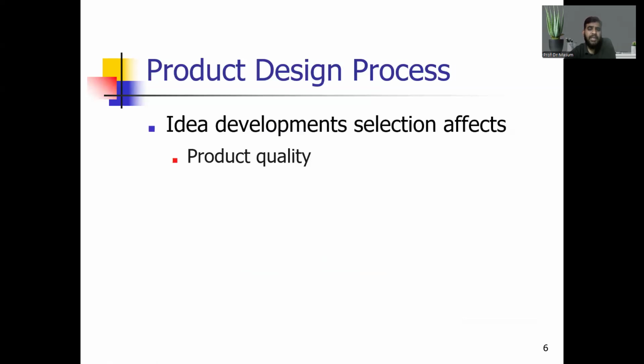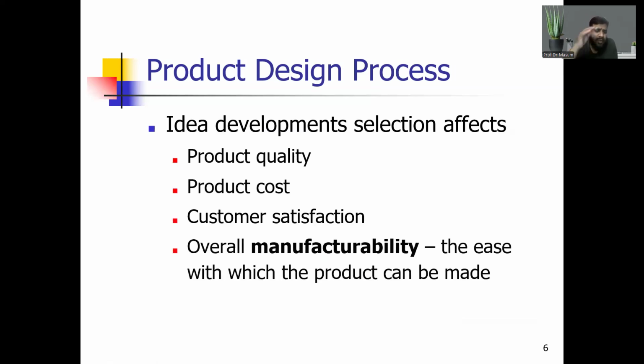And when idea development selection affects product quality, this is very important. These are the very fundamental issues: product quality, the cost, customer satisfaction, and overall manufacturability. That means whether you can manufacture the product in your factory or not. Manufacturability is the ease with which the product can be produced.